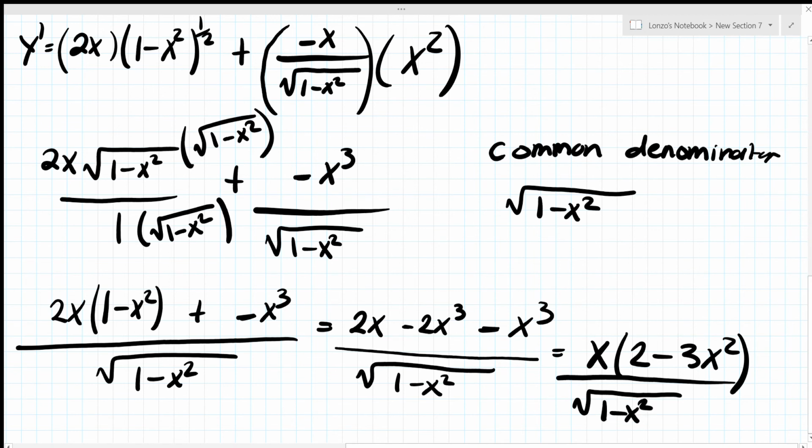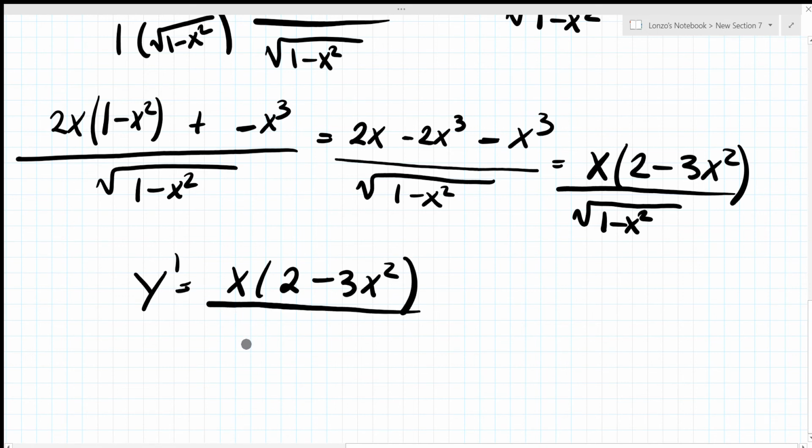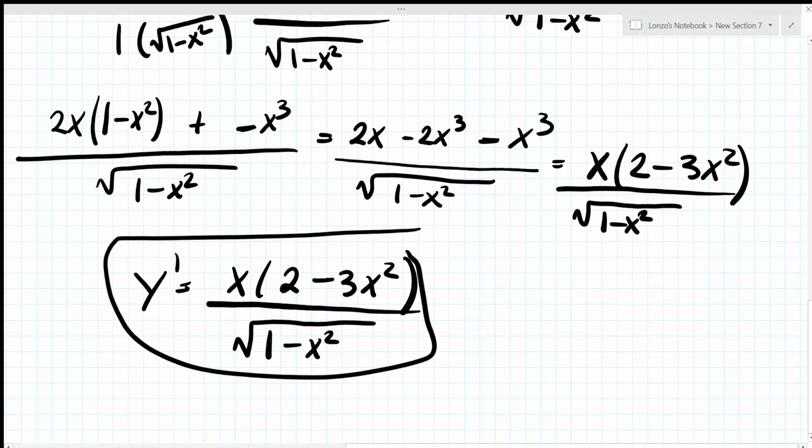So your final answer is y prime equals x times 2 minus 3x squared, divided by the whole thing, square root of 1 minus x squared. So that's your final answer. So that was example 7.